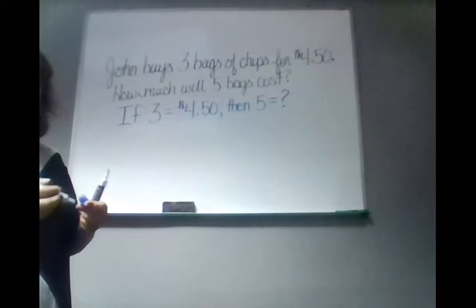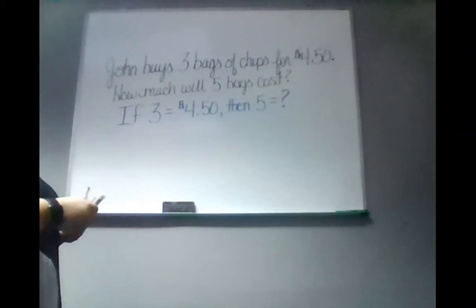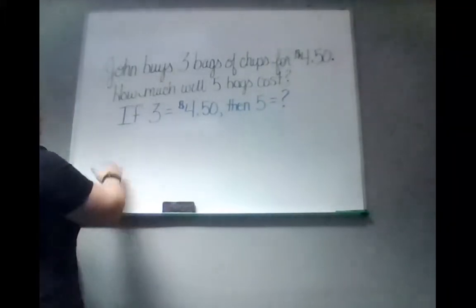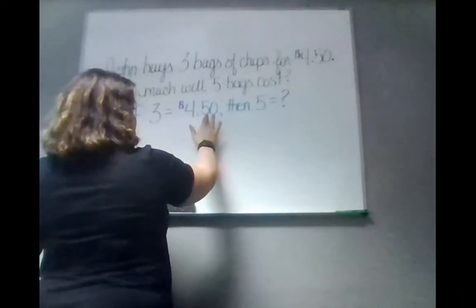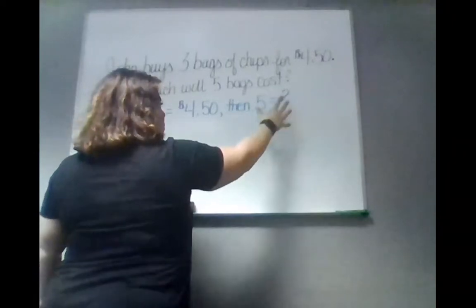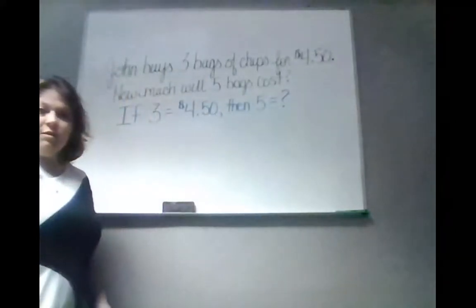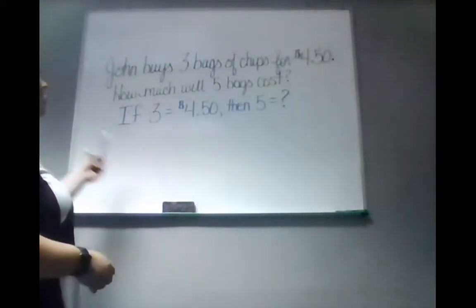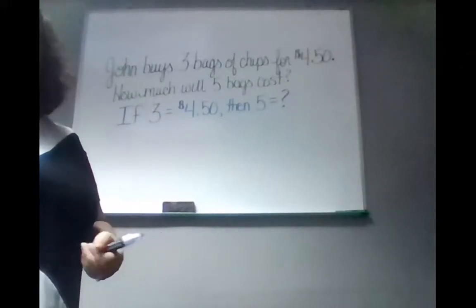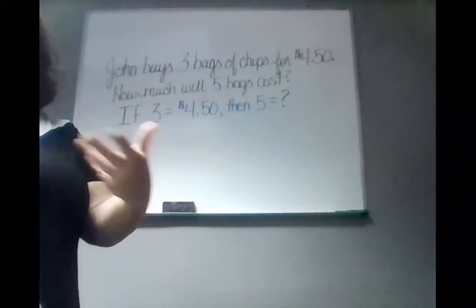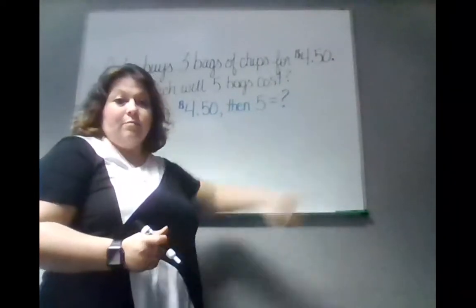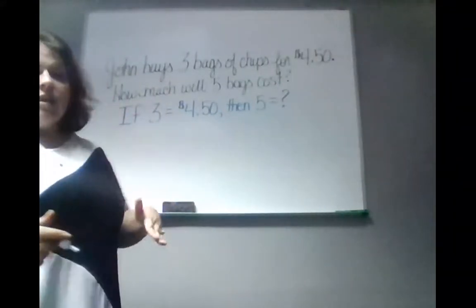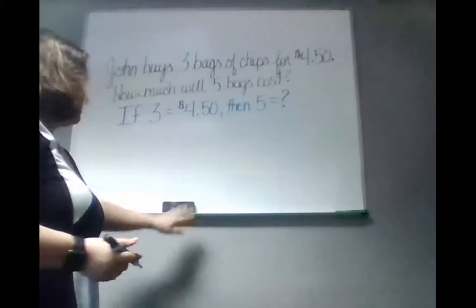And you can write this a bunch of different ways, depending on how you're comfortable. So some students might write this out and say, if 3 bags cost $4.50, then 5 bags will cost something. So if you can put it into an if-then statement, then you know that you're about to solve a ratio because you're trying to figure out what the question mark is. So the next step is to put this into the dots.